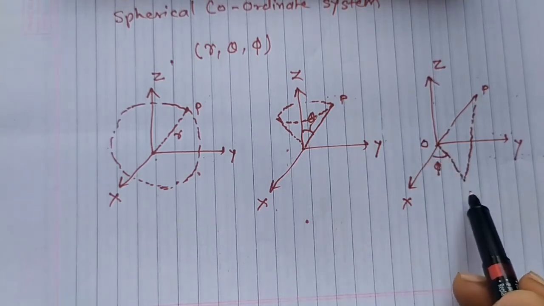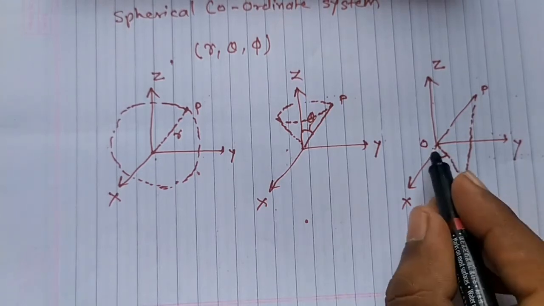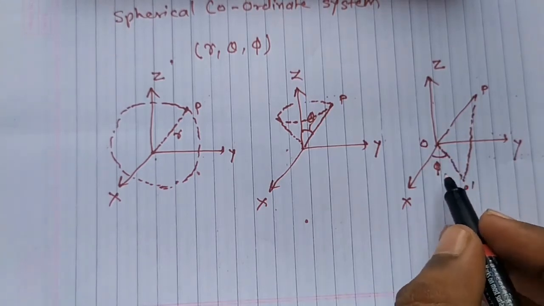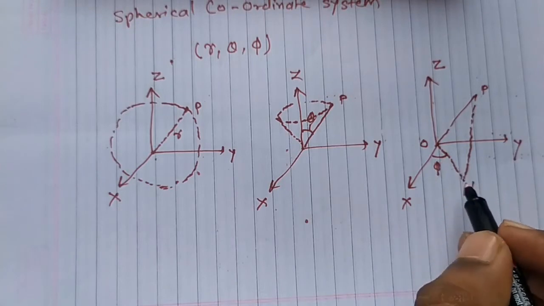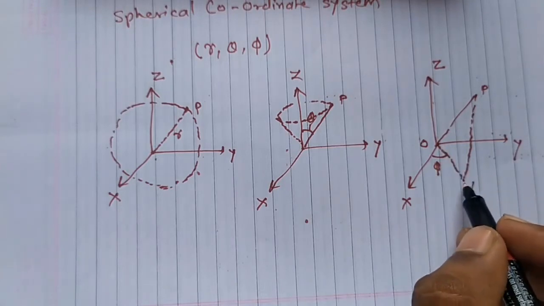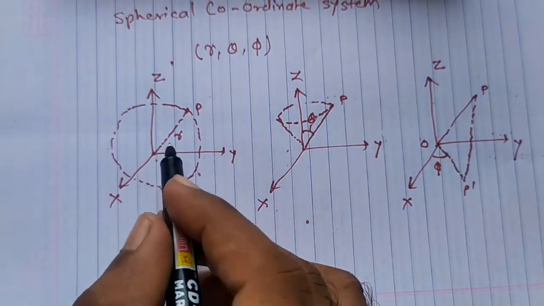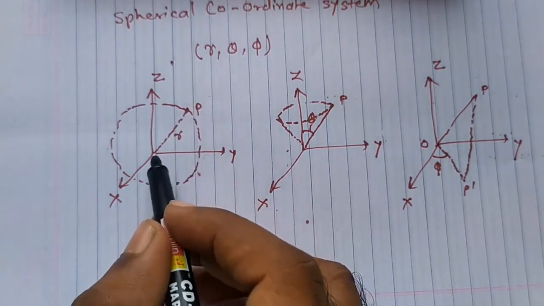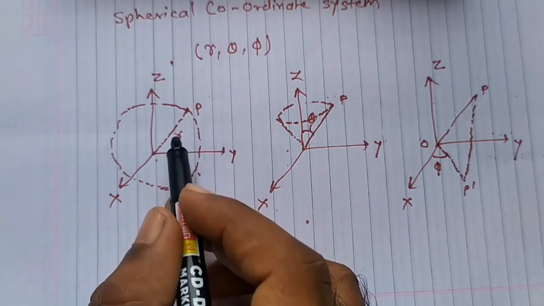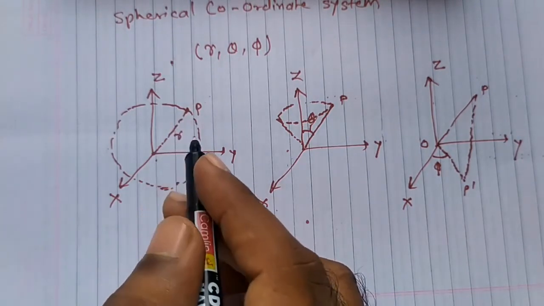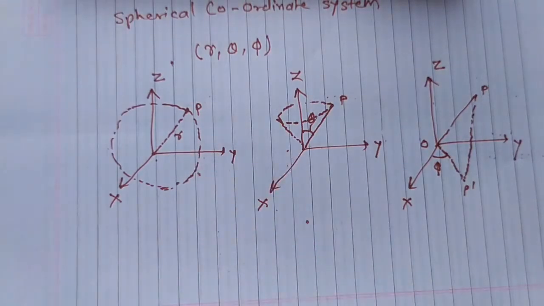Then you will say P dash, then the angle between the x-axis and the line joining the point P dash and O. Okay, that is our third coordinate phi. Now you can see here, in the r direction only r is varying. In a similar way you can look for the coordinate lines and coordinate surfaces. Now we will move to the next point.